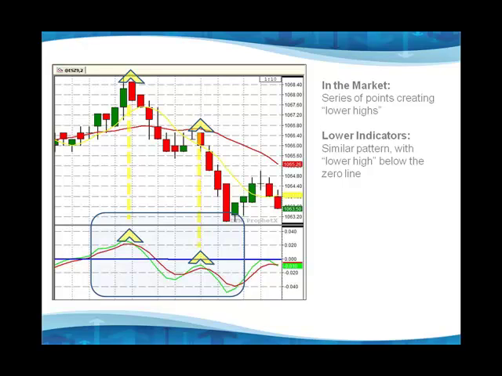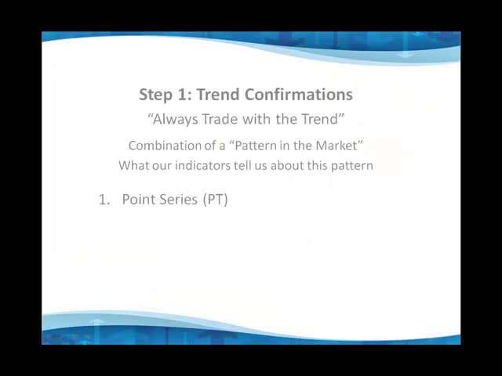And when that's there, then we have a high probability that the trend will continue in its course. So this is the very first thing that we want to identify before we ever look for a signal to go short. What this is telling us now is that we can look for a signal to go short in this trend. Okay, so that's number one. That's the point series trend confirmation.